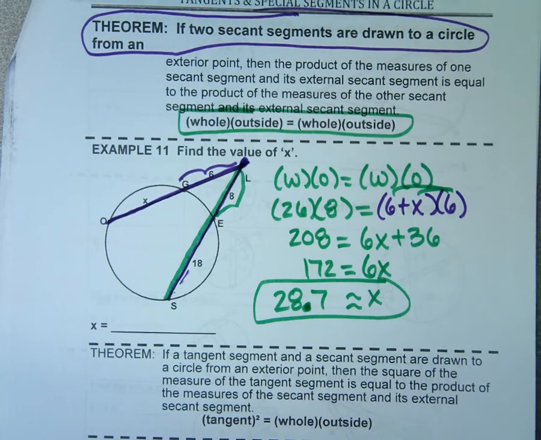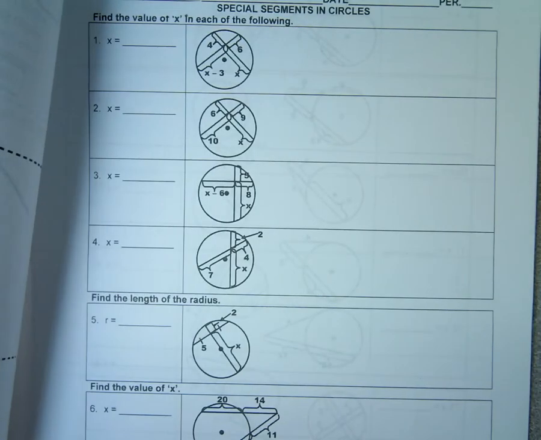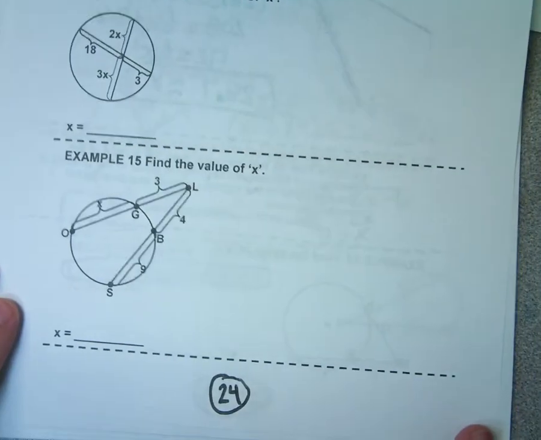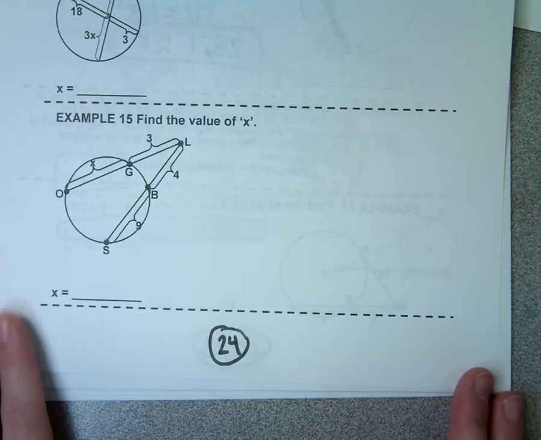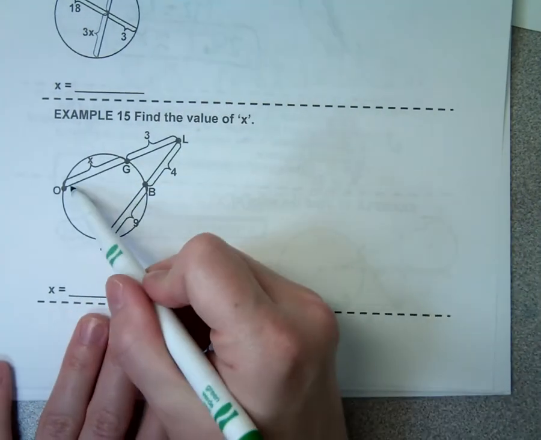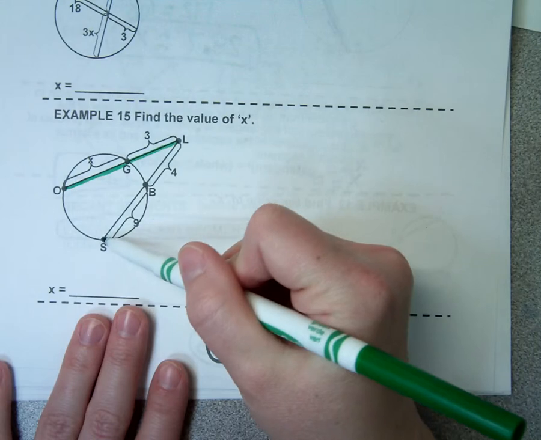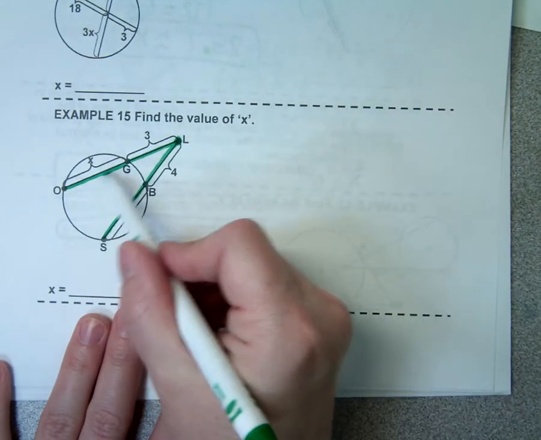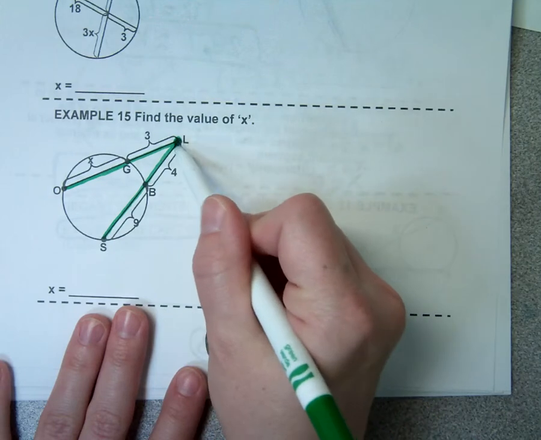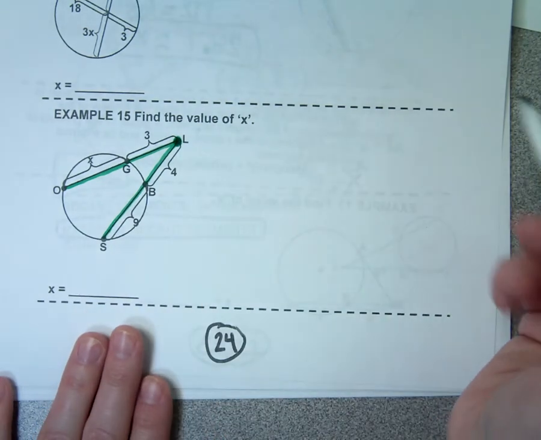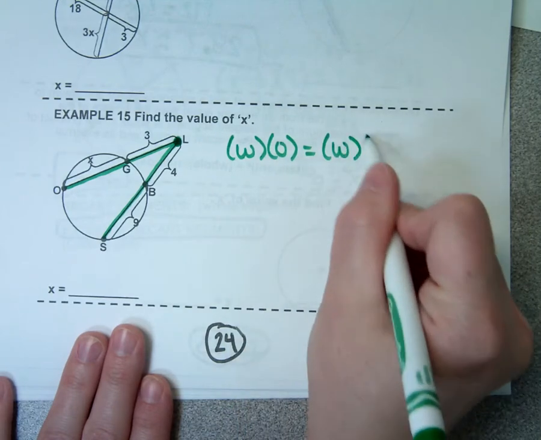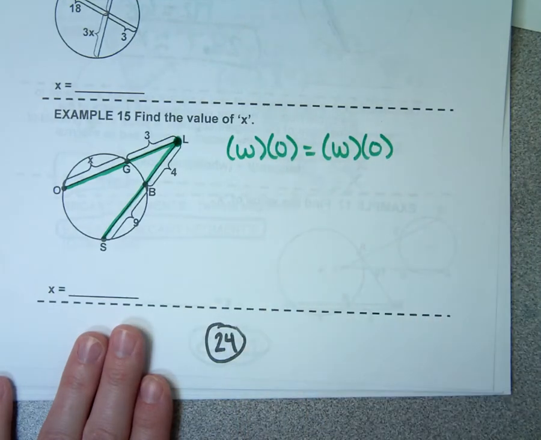What a bug. Okay, let's flip the page real quick and find another one that's like that. Flipping the page to page 24, the bottom example, example 15. Do I have a secant and a secant meeting out at the same exterior point? Yes. So we're going to use whole times outside equals whole times outside.